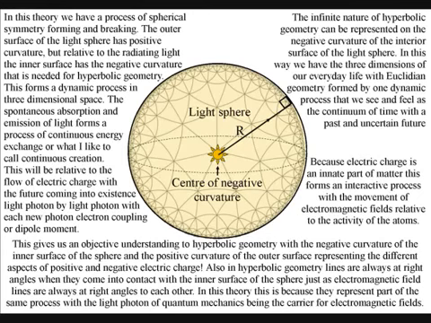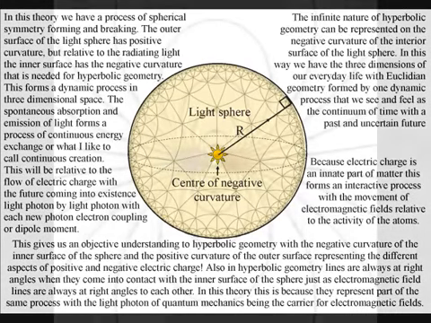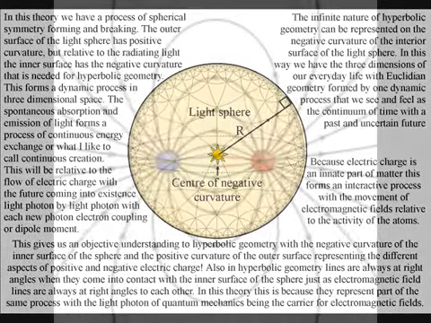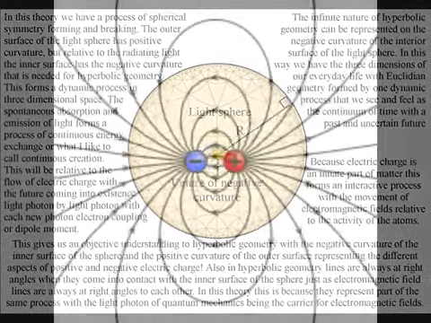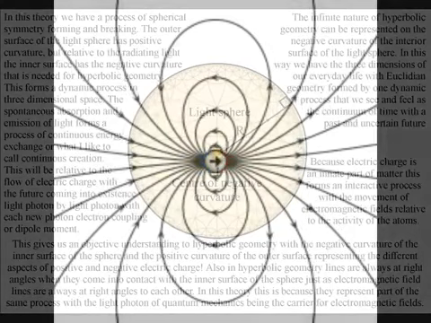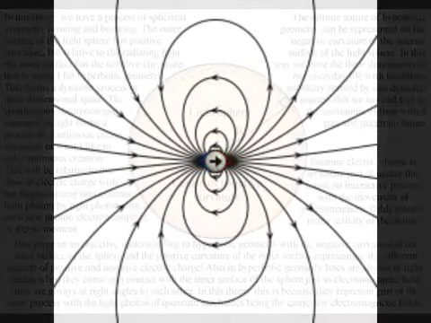The spontaneous absorption and emission of light forms a process of continuous energy exchange, or what I like to call continuous creation. This will be relative to the flow of electric charge, with the future coming into existence light photon by light photon, with each new photon-electron coupling or dipole moment.